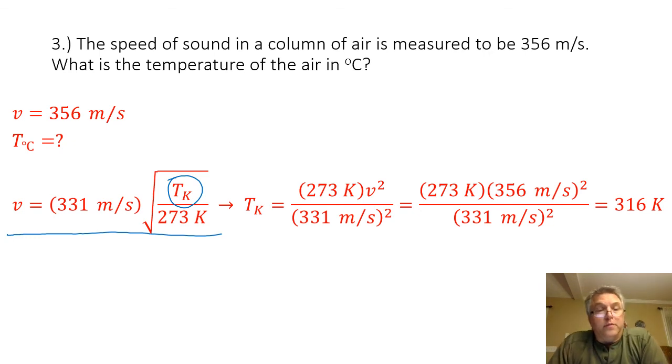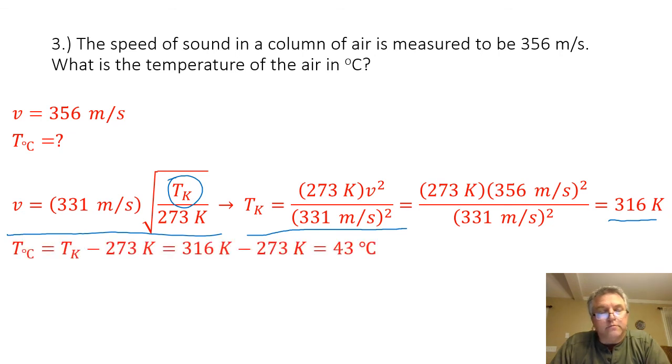So when I rearrange this formula to solve for the temperature, because it's inside the radical, I do have to square everything. And when I do that, I am going to get the temperature in Kelvin equals 273 Kelvin times V squared divided by 331 meters per second squared. Plug my known value for the velocity into the equation, and that is going to give me an air temperature of 316 Kelvin. Now I can convert that temperature to Celsius. And to convert from Kelvin to Celsius, I simply take my Kelvin temperature, subtract 273 Kelvin from that, and when I subtract 273 Kelvin from 316 Kelvin, that will give me an air temperature of 43 degrees Celsius.